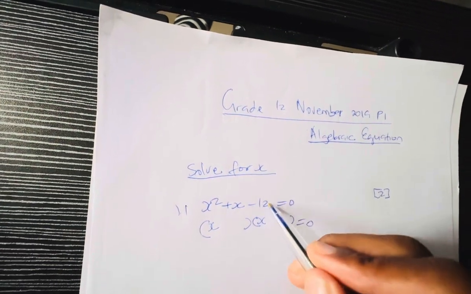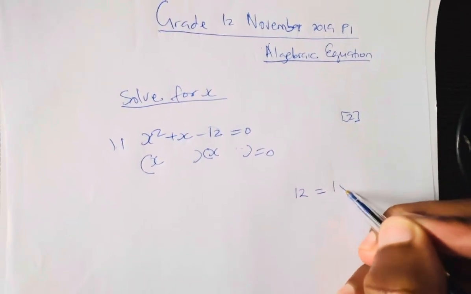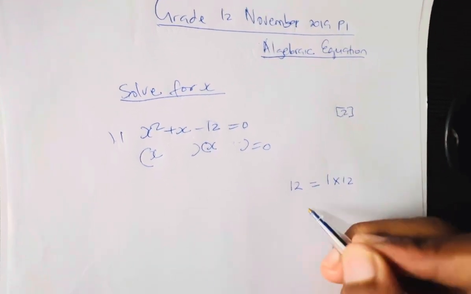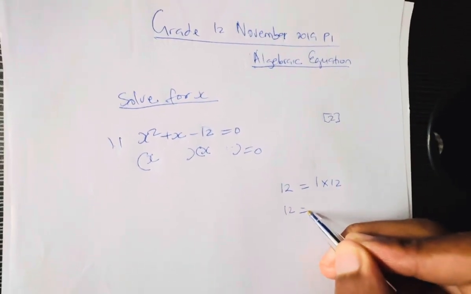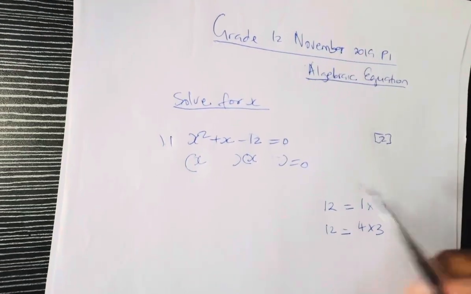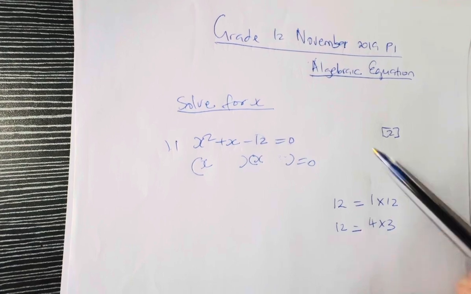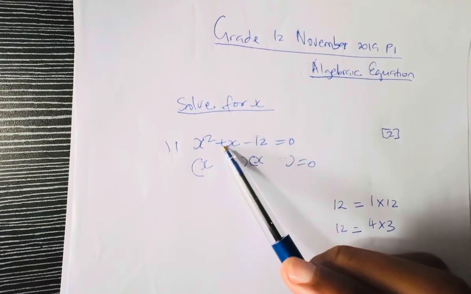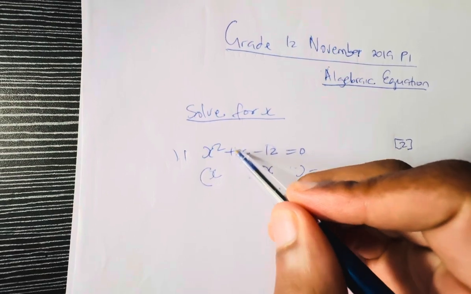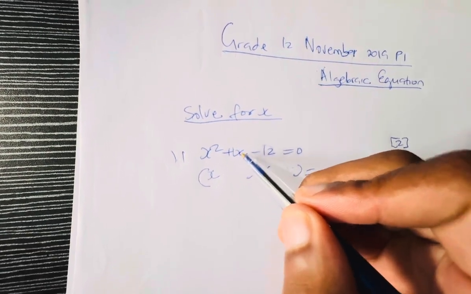What are the factors of 12? Factors of 12 are 1 times 12, which gives us 12. And then again, the factors of 12 are 4 times 3. So which one is correct? Which one can we use here? We are going to use the ones that, when we add them together, give us the middle term. The middle term in this case is 1. Any variable on its own has a coefficient of 1.